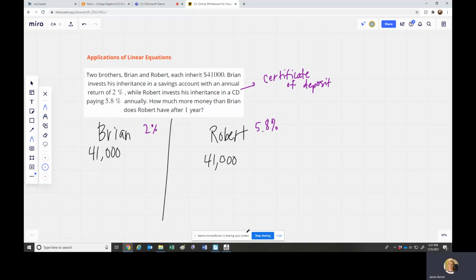All right, so to find out how much money Brian's going to make, we're just going to find out what is 2% of 41,000. So to do that, we need to take 2% and change it into its decimal form. Right now it's a percentage. So to change a percentage to a decimal, you just take the decimal place, which is right after the whole number, and move it 2 places to the left. So 2% as a decimal is 0.02. So multiply that times 0.02.